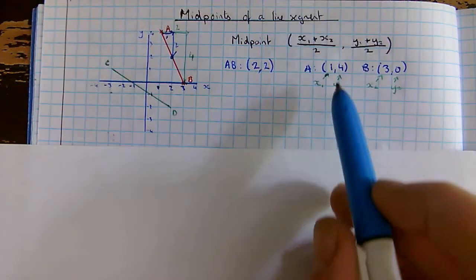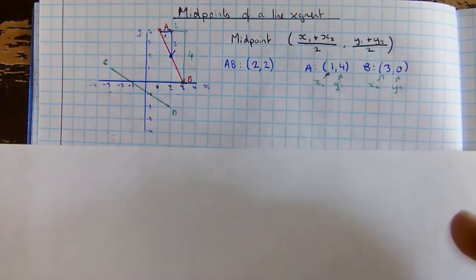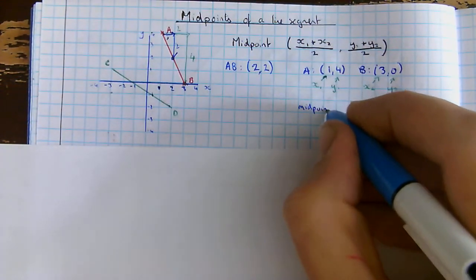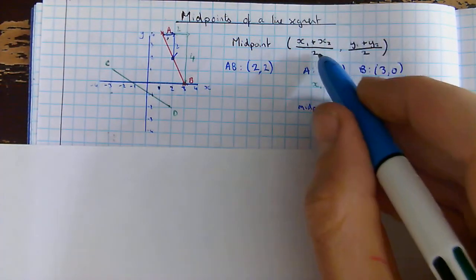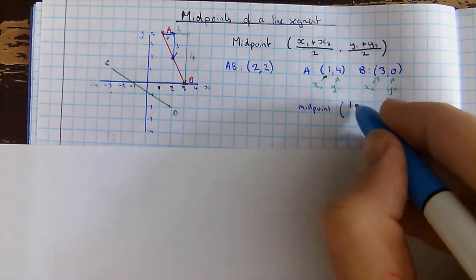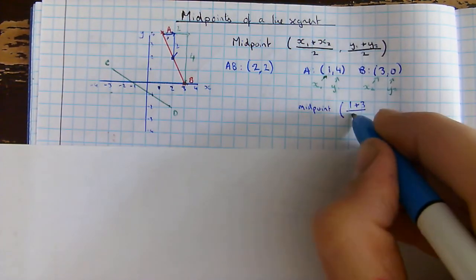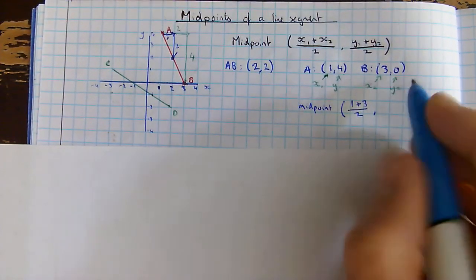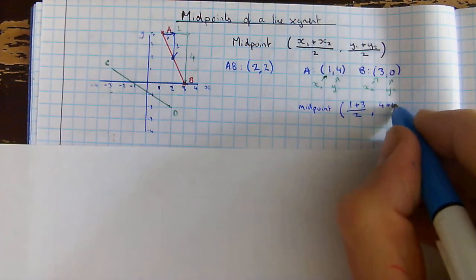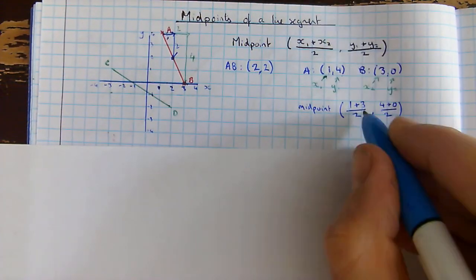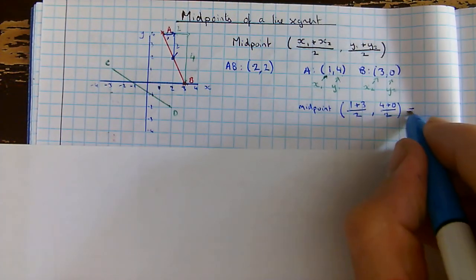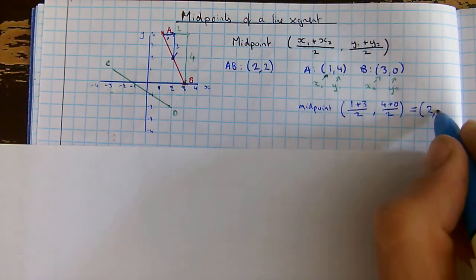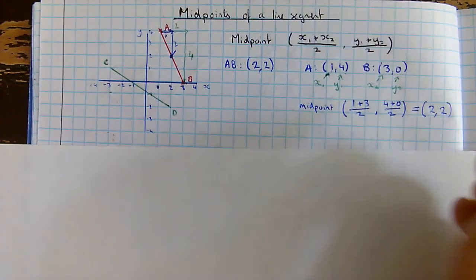Using my formula, find the average of the x-coordinates. So the midpoint is going to be at 1, which is x1, plus x2, which is 3, 1 plus 3 divided by 2, and y1, which is 4, plus y2, which is 0, divided by 2. 4 plus 0 divided by 2. Well, 1 plus 3 is 4, divided by 2 is 2, and 4 plus 0 is 4, divided by 2 is 2. So that tells me my midpoint was 2, 2.